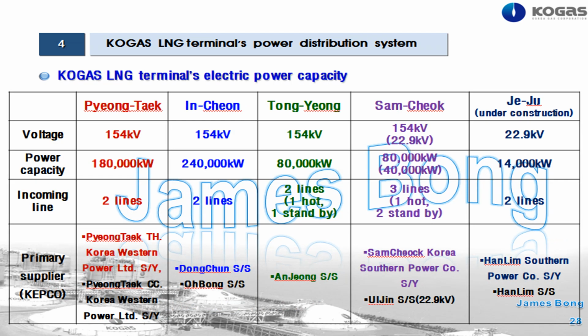Okay, this is KOGAS LNG terminals' electric power capacity. Except Tongyeong LNG terminal, we are using two primary supplies which originate from different buses. In KOGAS LNG terminals, in terms of IEC and IEEE classification, we are using D2-2 or secondary selective system as the main system. And we also have D2-1 or primary selective system and D1-1 or simple radial system partially in internal unit substations.